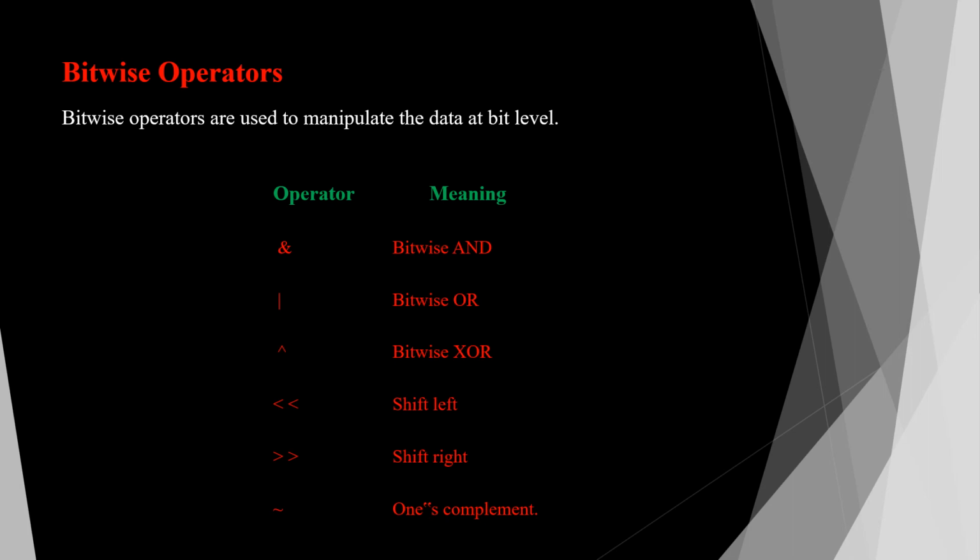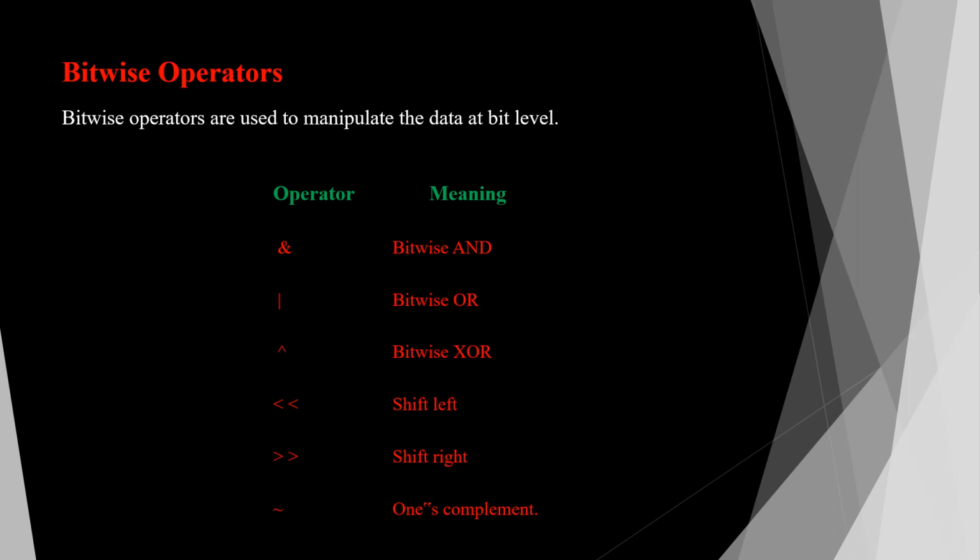Then we move on to the next slide, the bitwise operator. These are some of the examples of the bitwise operator. What is a bitwise operator? Bitwise operators are used to manipulate data at the bit level, that is zeros and ones, which means binary digits, either 0 or 1.